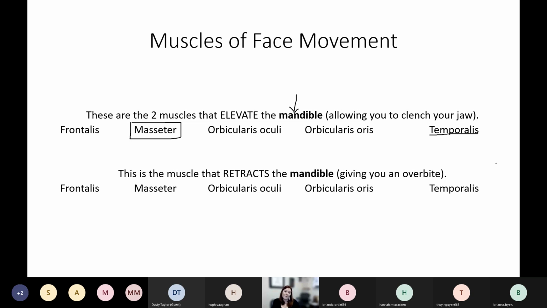But the other thing that temporalis can do is it can actually retract the mandible as well, which means we pull the jawbone backwards, allowing us to do that thing called an overbite, where your teeth in the top are farther out than your teeth in the back. So not very many functions that we're learning this week. We get a little break from that, but please make sure that we're memorizing these functions.